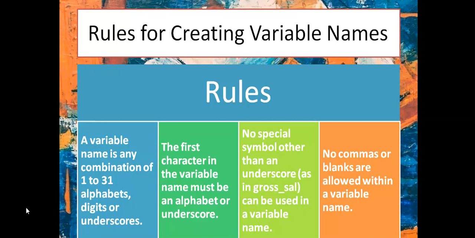The first character in the variable name must be an alphabet or underscore. There should be no special symbol other than underscore, as in, for example, gross underscore salary can be used as a variable name. And no commas or blanks are allowed within a variable name.